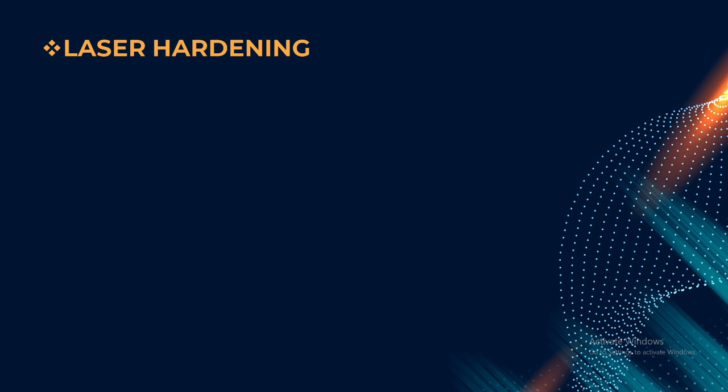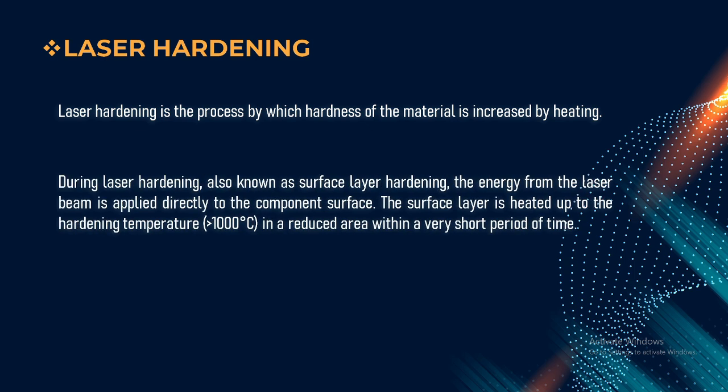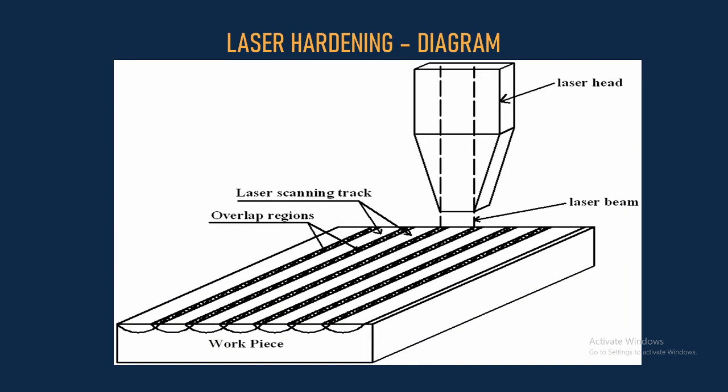Laser hardening. Laser hardening is a process by which hardness of the material is increased by heating. During laser hardening, also known as surface layer hardening, the energy from the laser beam is applied directly to the component surface. The surface layer is heated up to hardening temperature, that is greater than 1000 degrees Celsius, in a reduced area within a short period of time. Commonly used lasers for hardening process are CO2 lasers. This is the schematic representation of a laser hardening technique.